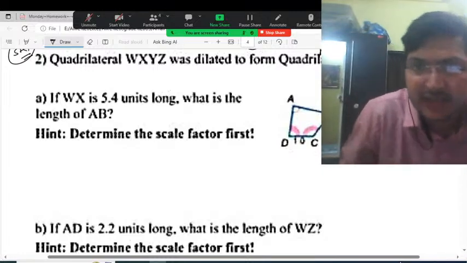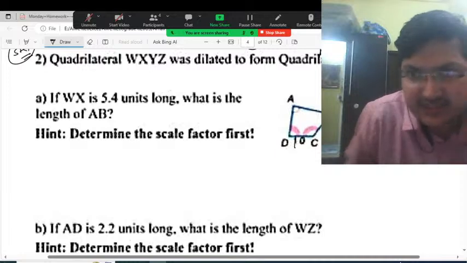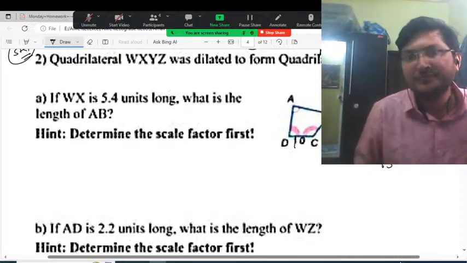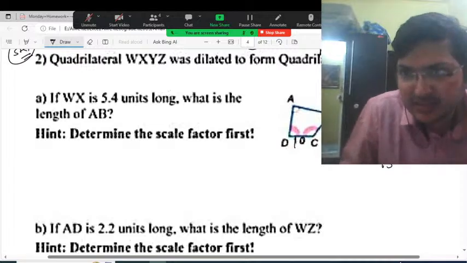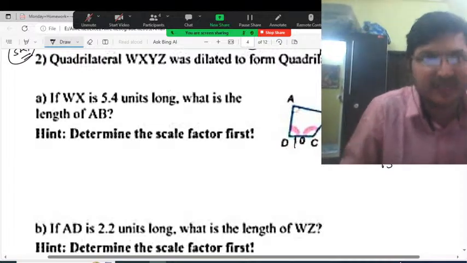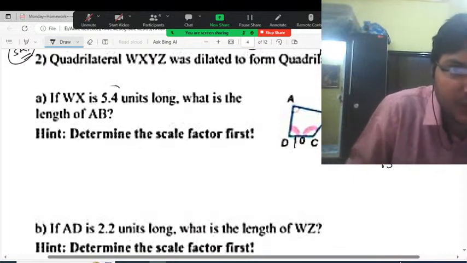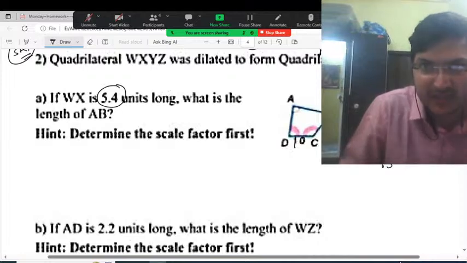Okay, now here this is given to be 10, this is given to be 15. If you observe carefully, what is given? Now it's a bit blurry, you can tell me the exact value. Okay, no problem. Here WX is given as 5.4. You need to tell me the length of AB. That's the question.